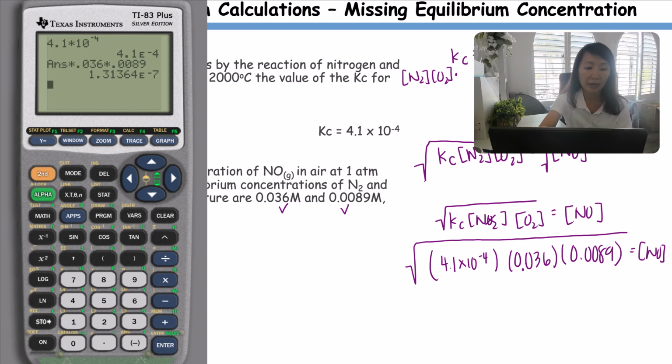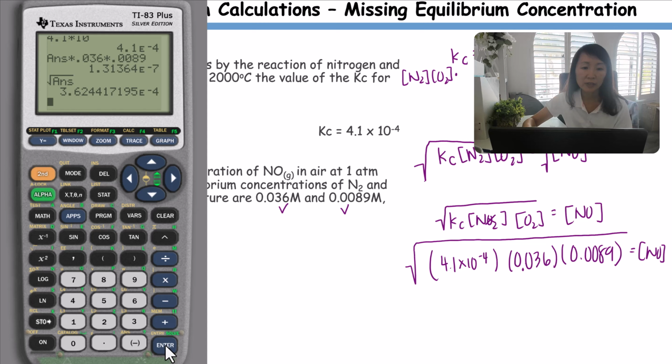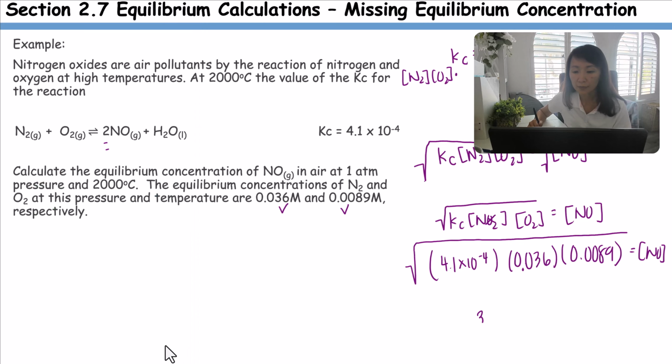So we'll press second and then the X squared button, which will give you the square root. Then you can punch in all that number, or I like to do second and then press the negative sign, which will give you the answer. That just means whatever the value was prior, this is what's going underneath over here. Then I press enter. So my value is 3.6 times 10 to the negative 4.